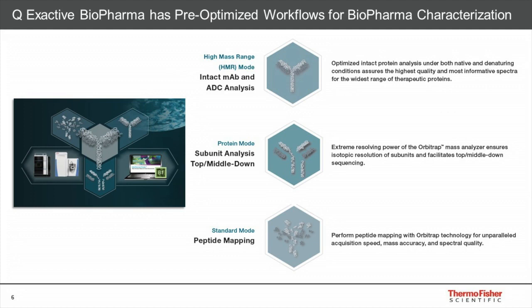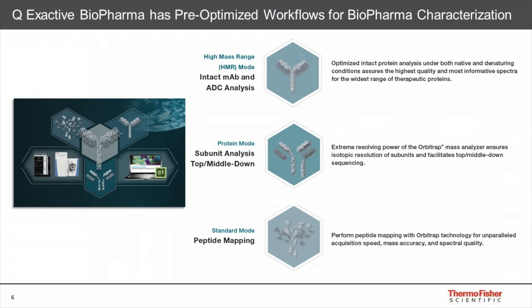This is the mode. It's ideally suited, the gas pressures in the HCD cell, and you basically turn this on and it's already optimized for subunit analysis. That extends actually as well to top and middle down. So I'll show some examples later in the talk about how you can go from a subunit analysis to actually generating MS/MS information. So protein mode, and then finally standard mode.